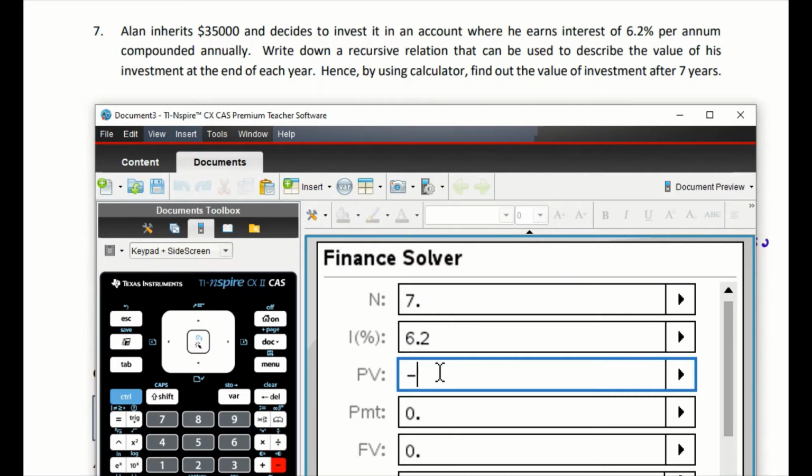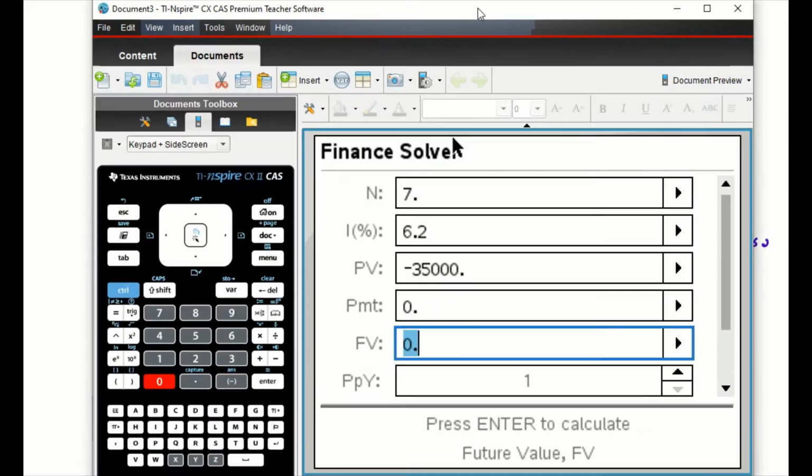So that's why negative 35000. That again, cap. So payment, we are not doing any regular deposit, right? So that's why that's 0. So FV is the thing that we want to find.